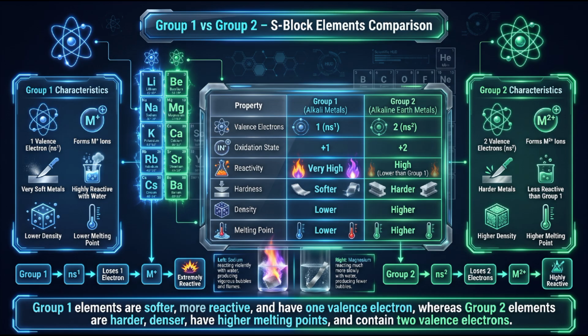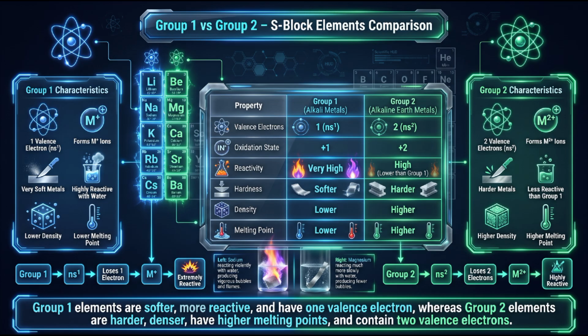In contrast, Group 2 metals react less vigorously. Beryllium does not react with water under normal conditions. Magnesium reacts very slowly with cold water but readily with steam. Calcium reacts moderately with cold water, while strontium and barium react increasingly vigorously as we move down the group.